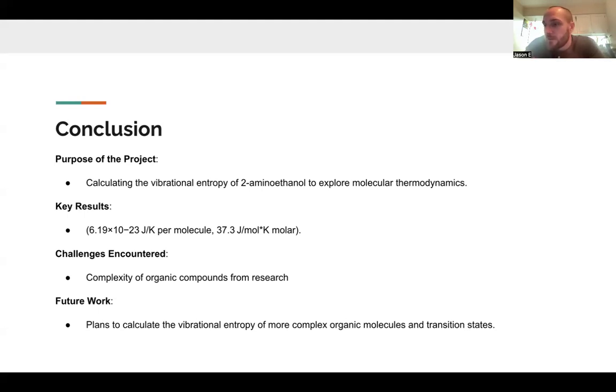A major challenge I faced was the difficulty of working with a more complex organic compound and its transition states. It required significant computational resources in Gaussian, which ultimately just took too much time. In the future, I plan to revisit these larger molecules and transition states and try it again. Hopefully, a little more experience with the software will give better results. But it definitely worked for 2-aminoethanol, so I'm really happy with that.